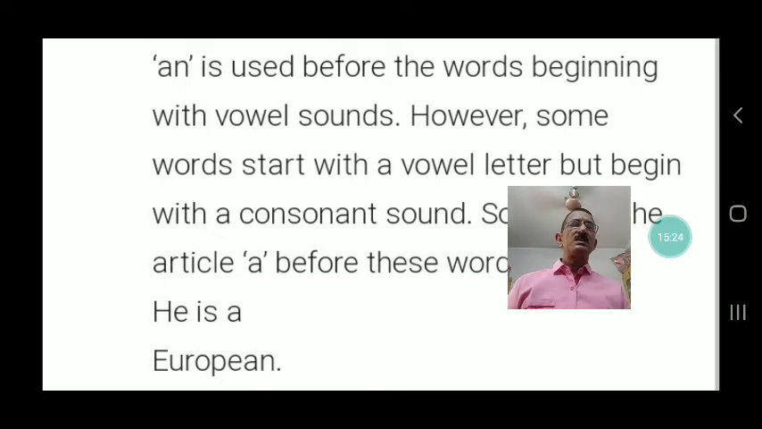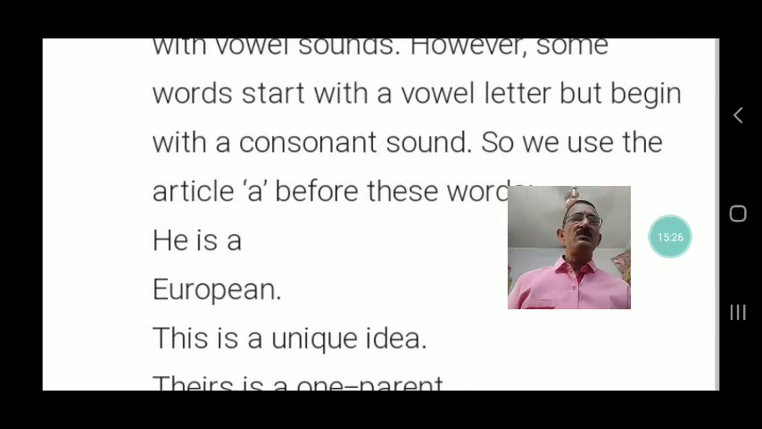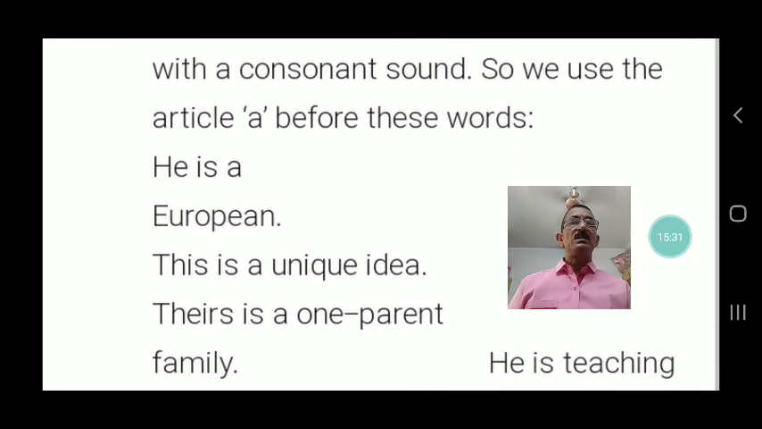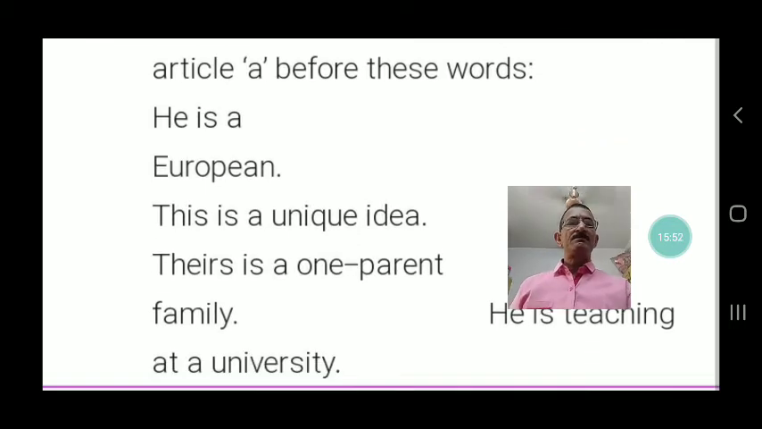However, some words start with a vowel letter but begin with a consonant sound. So, we use the article a before these words. As, he is a European. Here, EU just pronounces like YU. This is a unique idea. Here, unique, YU. So, here, a is used. Theirs is a one-parent family. He is teaching at a university. So these are the requisites that we must use.